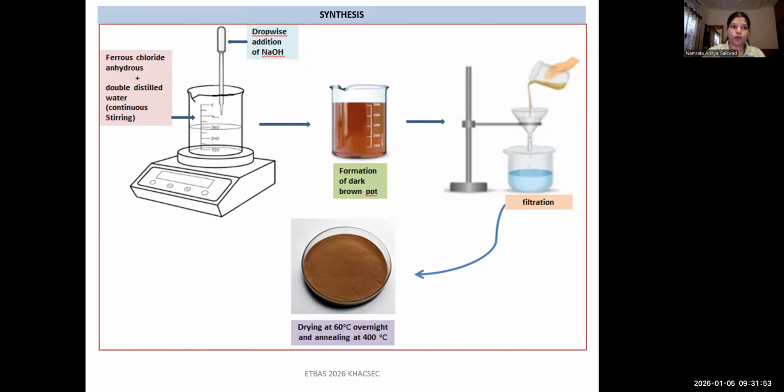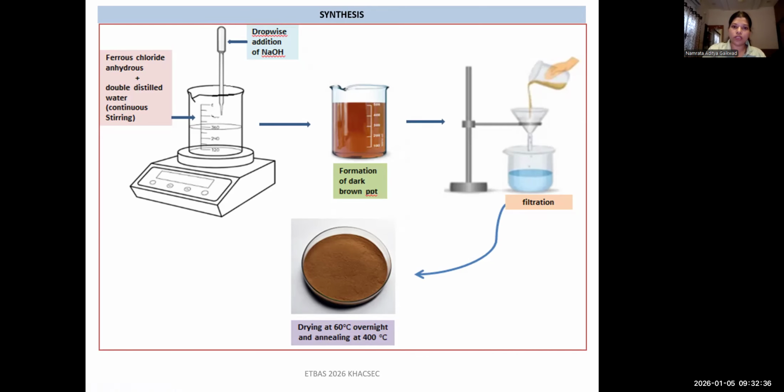So this is the setup of synthesis that I have performed. Basically, I went with ferrous chloride anhydrous, which was dissolved in double distilled water with continuous stirring. Then we added NaOH dropwise, which resulted in the formation of a dark brown precipitate. This precipitate was filtered with Whatman filter paper number 41. The filtrate was dried at 60 degrees Celsius overnight, and then annealing was performed for 1 hour at 400 degrees Celsius, which resulted in the formation of iron oxide nanoparticles.